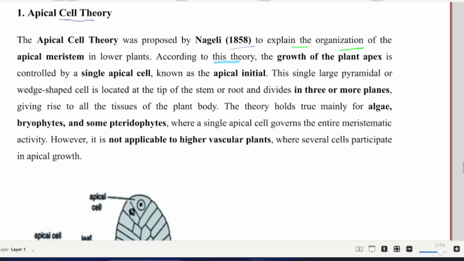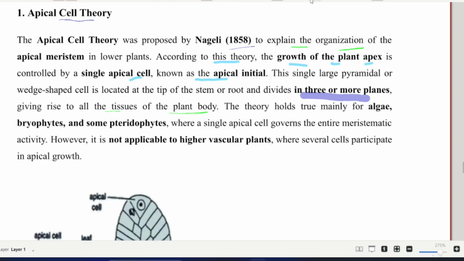According to this theory, the growth of the plant's apex is controlled by a single apical cell, which is also known as the apical initial, and this single cell is pyramidal or vase shaped, located at the tip of a root or shoot, and it divides in 3 or more planes, giving rise to all the tissues of the plant body.